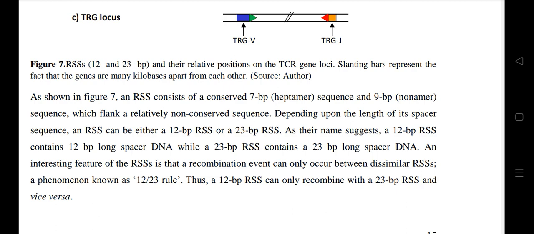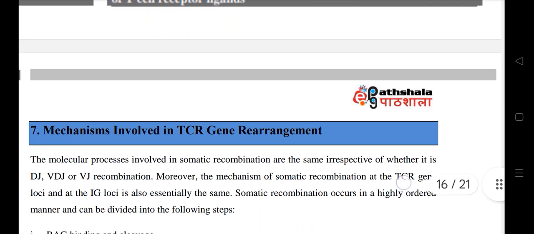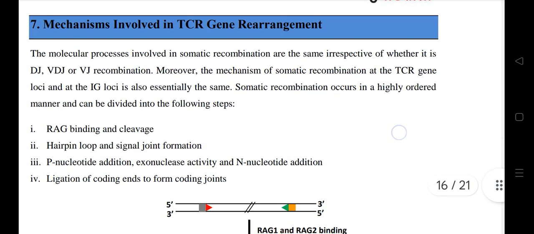An interesting feature of an RSS is that a recombination event can only occur between dissimilar RSS, a phenomenon known as the 12 to 23 rule. Thus, a 12 bp RSS can only recombine with a 23 bp RSS and vice versa. The mechanism involved in TCR gene rearrangement.